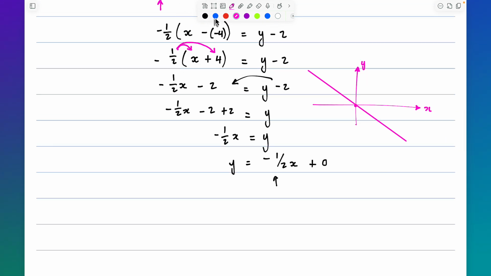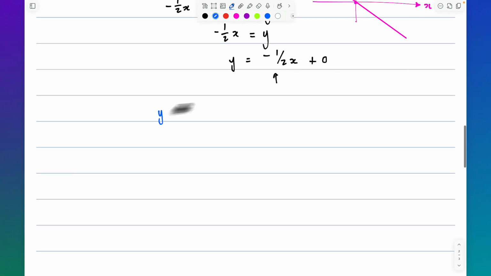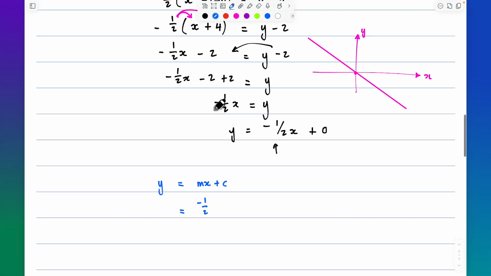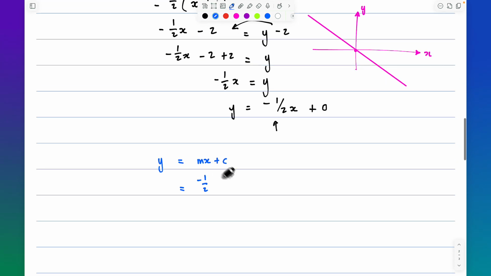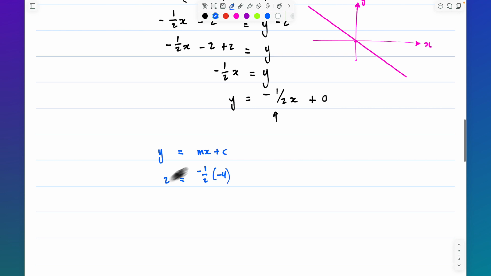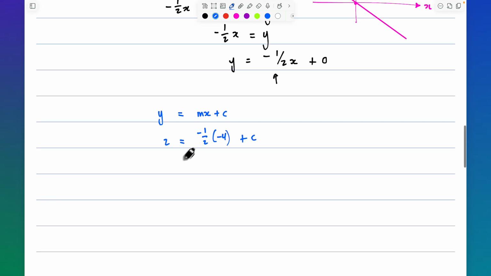You could have done the first method that we did, where we just say, okay, we have our equation y is equal to mx plus c. If we've already been given the gradient, which is negative a half, we can just plug in this point into the equation. So x is equal to negative 4, y is equal to 2, and then that's plus c. Make c the subject of the formula. So negative a half times negative 4 gives you positive 2. Plus c, you take the 2 to the other side. That's 2 minus 2, so your c is equal to 0. So your equation becomes y is equal to negative a half x plus c, which is 0.